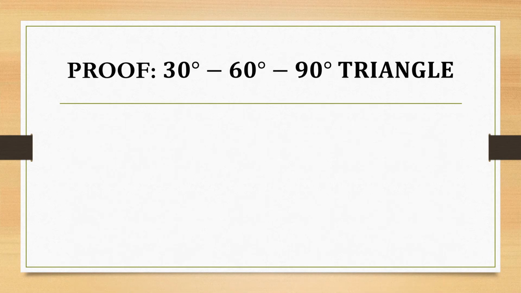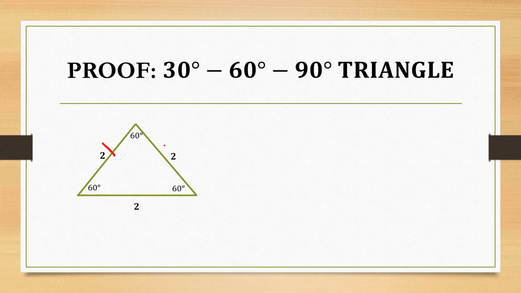So, let's prove the 30, 60, 90 degrees triangle. So, given an equilateral triangle, so pag sinabi nating equilateral, all sides are congruent. So, kung halimbawa, ang isang side ay 2 units, then the other sides ay tig 2 units din. It is also equiangular. So, pag sinabi nating equiangular, all angles are congruent. So, based sa ating given na triangle, bawat isang angle, it measures 60 degrees.